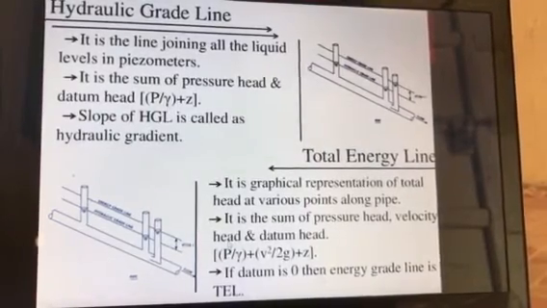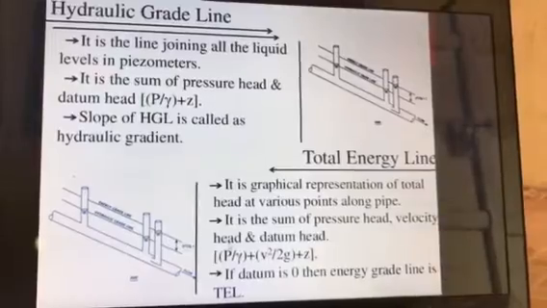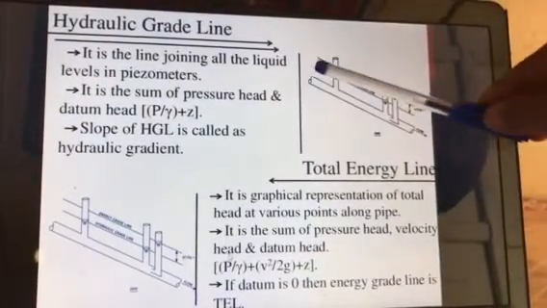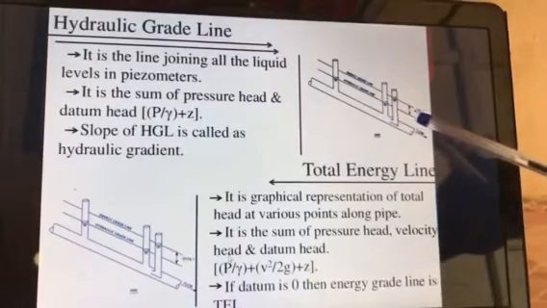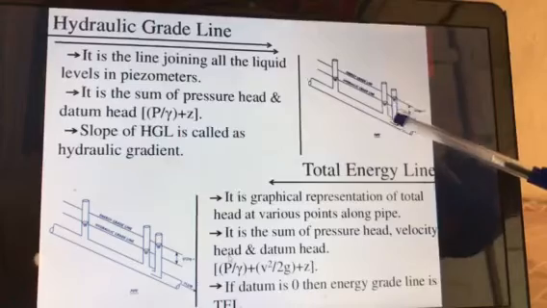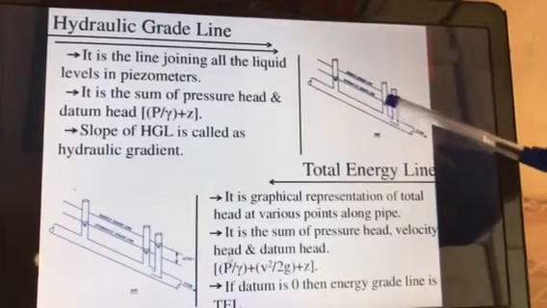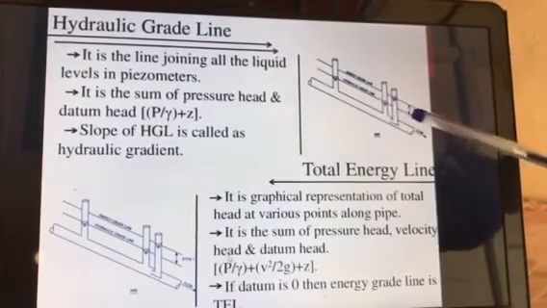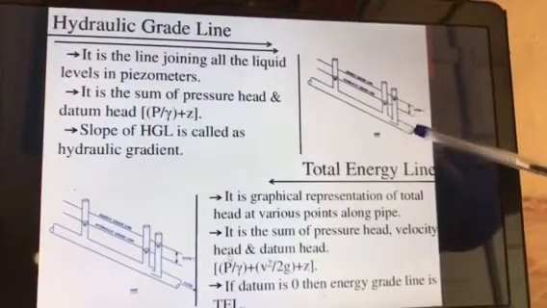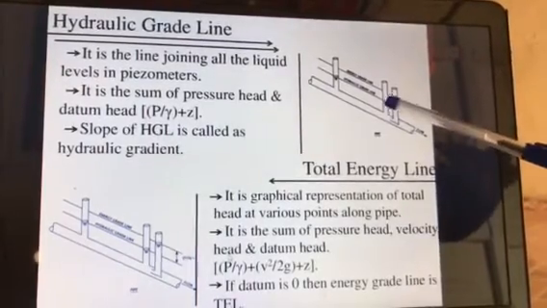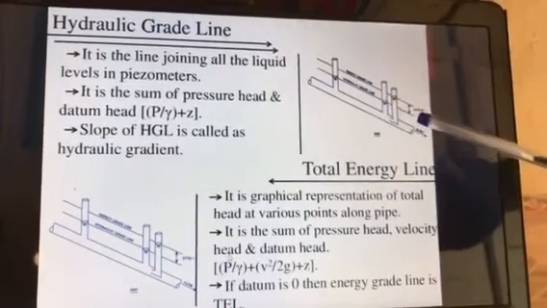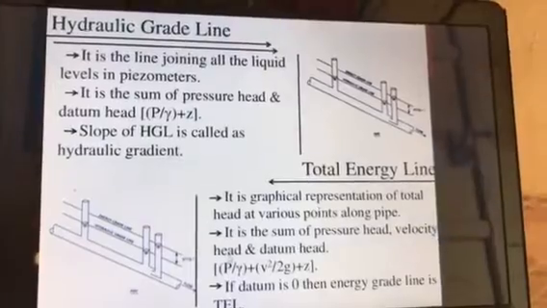Okay, see this example, see this diagram. So the hydraulic grade line is nothing but this, because it only includes the pressure head and the datum head. This is the pressure head, and this is the datum head due to the height h or z. The pressure head is due to this liquid, and the datum head is due to the height.